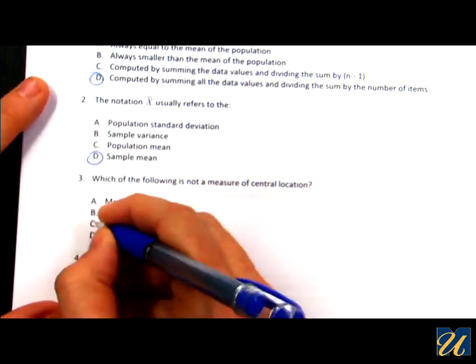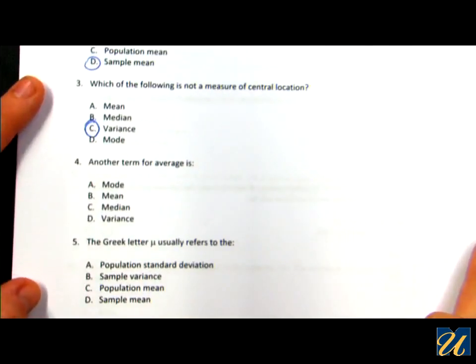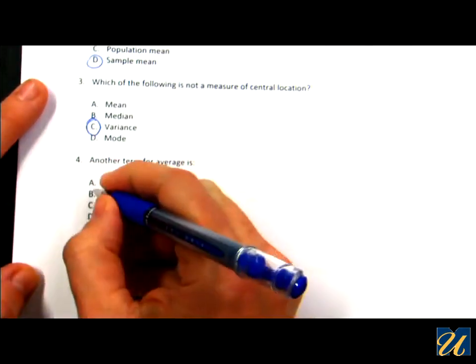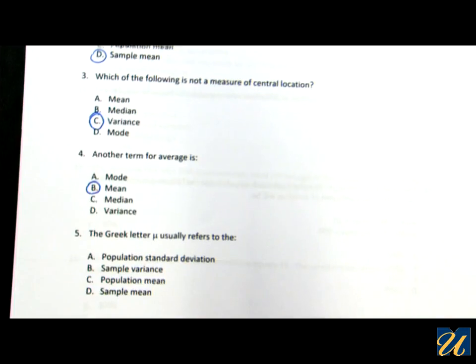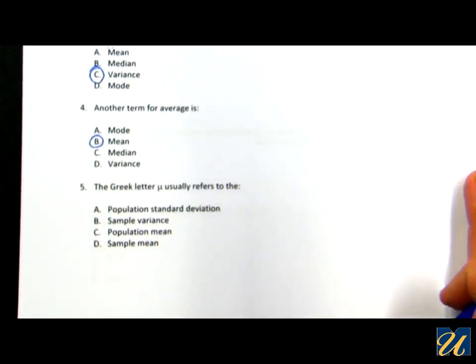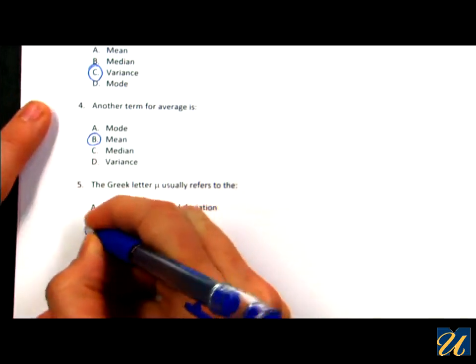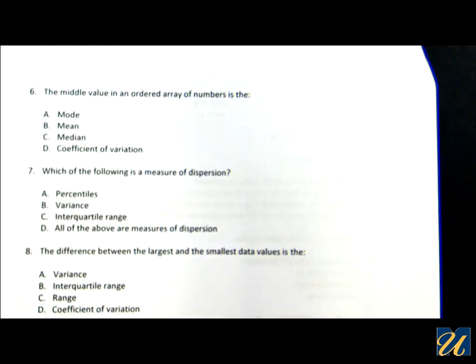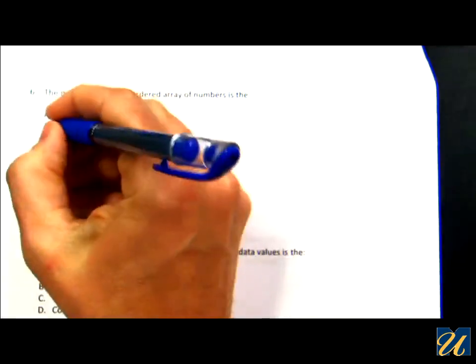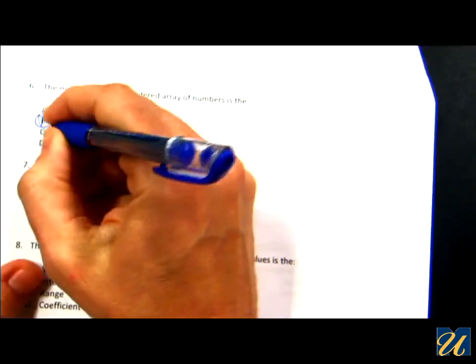Which of the following is not a measure of central location? This would be variance. Another term for average is mean. Mean average is expected value. Also, it's another term for average. The Greek letter mu usually refers to the population mean. We use Greek letters for population parameters. The middle value in an ordered array of numbers is the median. The median, C.